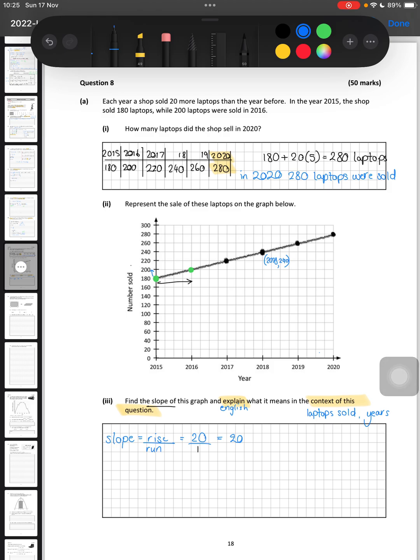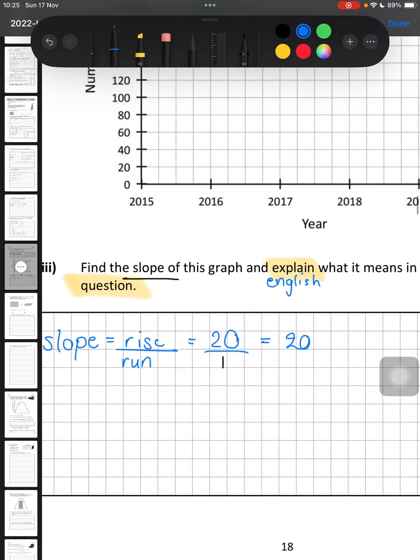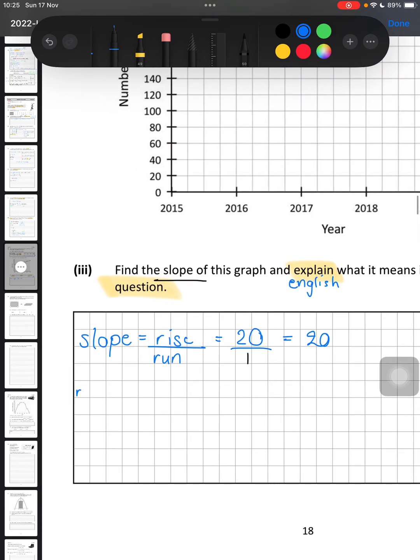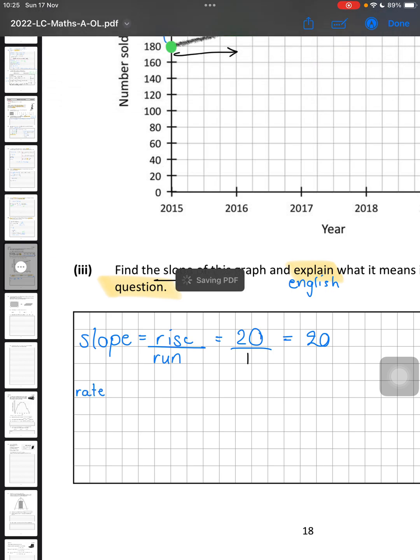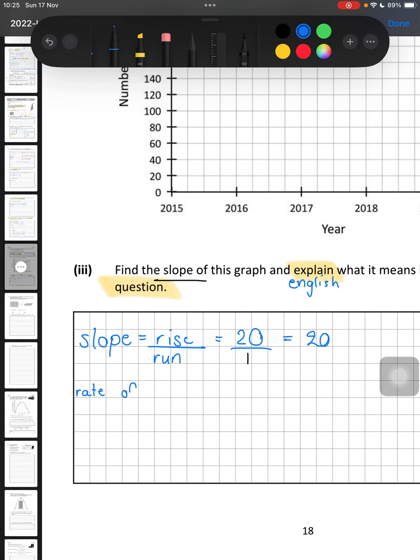Rate of change came into slopes a lot when we looked at our calculus stuff as well. So here we have figured out that the rate of change is 20. That's it in English, but it's not it in terms of what my question asked. Technically I shouldn't have written this equals 20; I should have said it is 20. But the question's not finished. I need to say it in terms of laptops sold and the years.